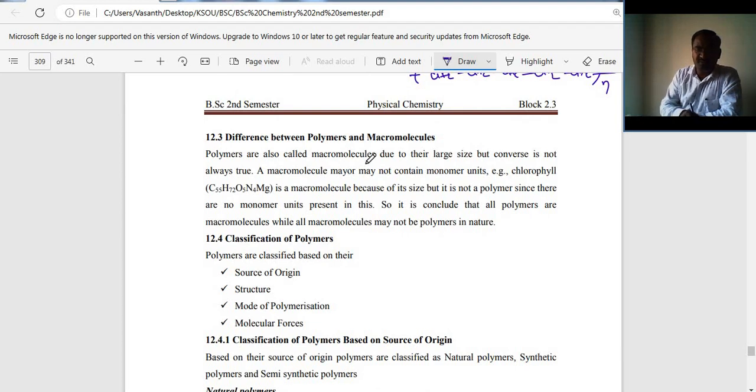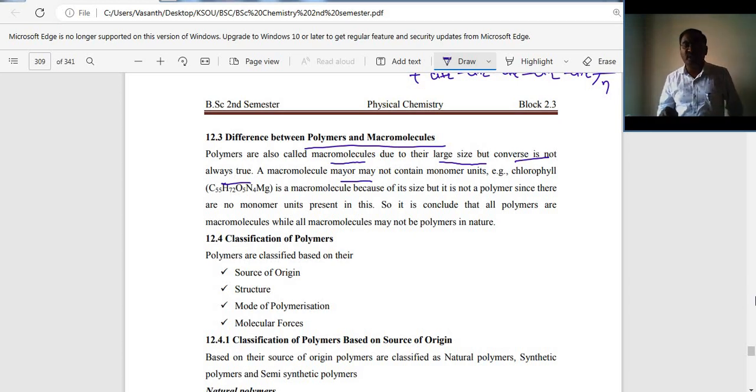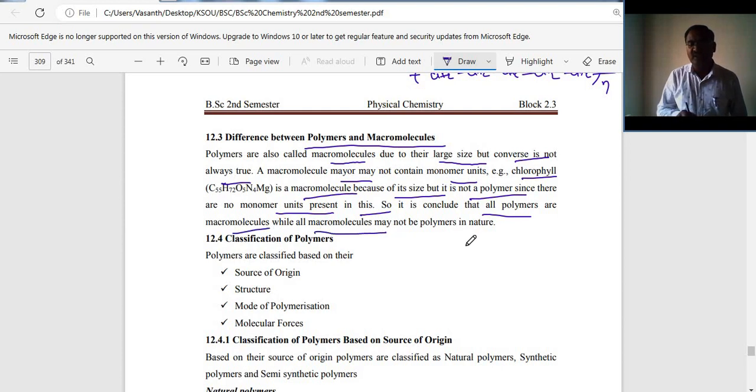How to differentiate between polymers and macromolecules? Polymers are called macromolecules due to their large size, but the converse is not always true. A macromolecule may not contain monomer units. For example, chlorophyll is a macromolecule because of its size. It is not a polymer since there are no monomer units represented in it. So it is concluded that all polymers are macromolecules, while all macromolecules may not be polymers in nature.